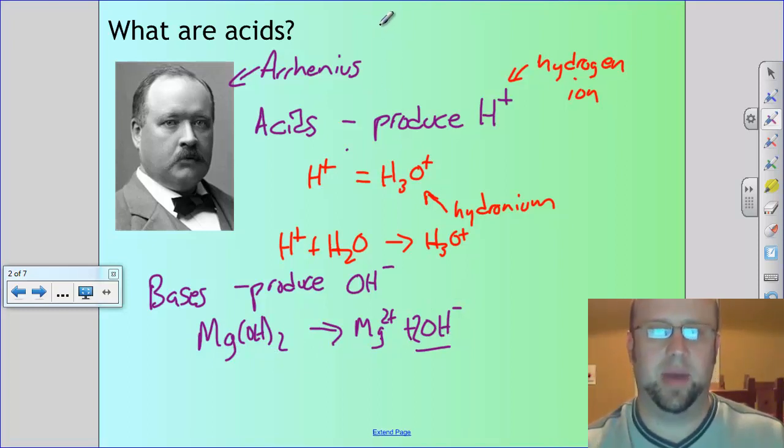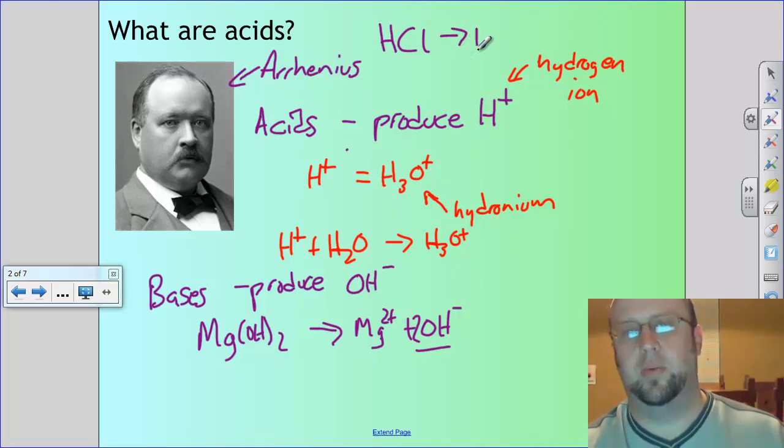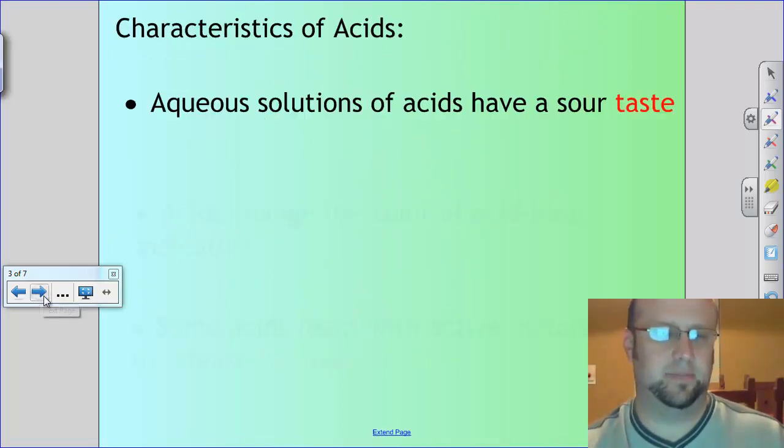On the other hand, if we went back up to acids, if we had HCl, when HCl goes into water and breaks up, we get H+ and Cl-. So the fact that it makes H+ makes it an acid.